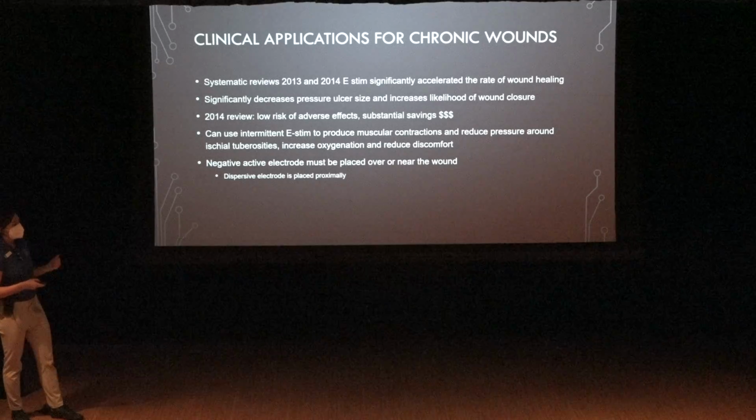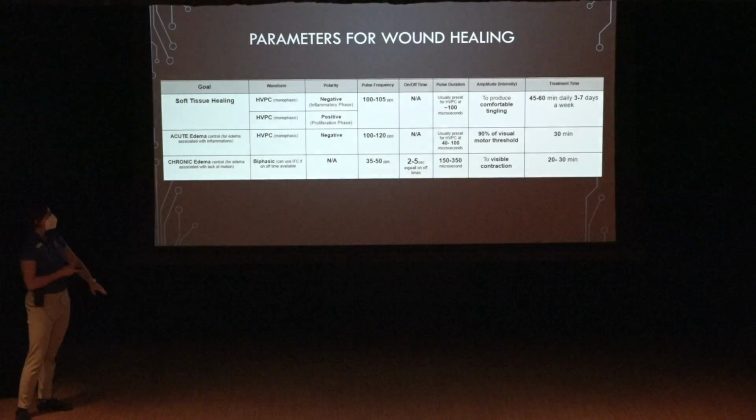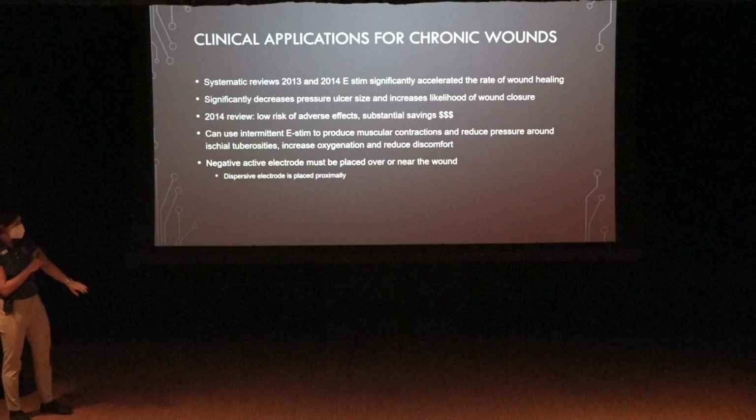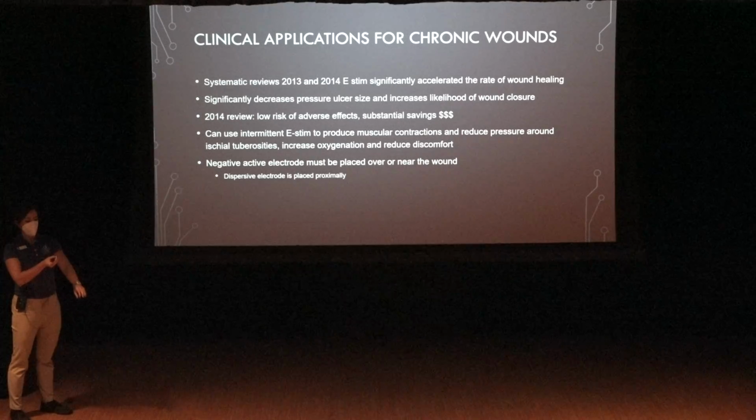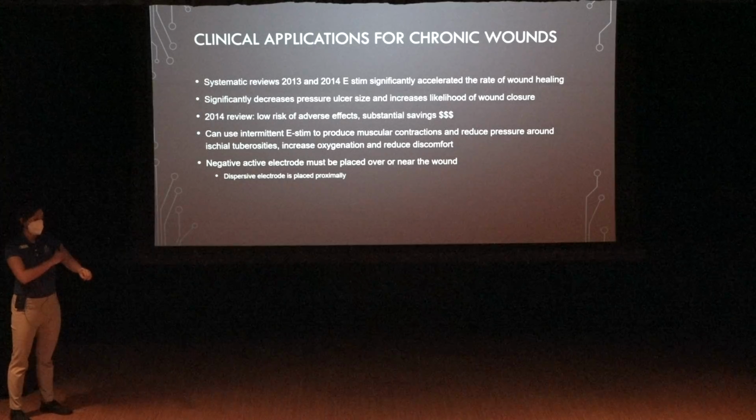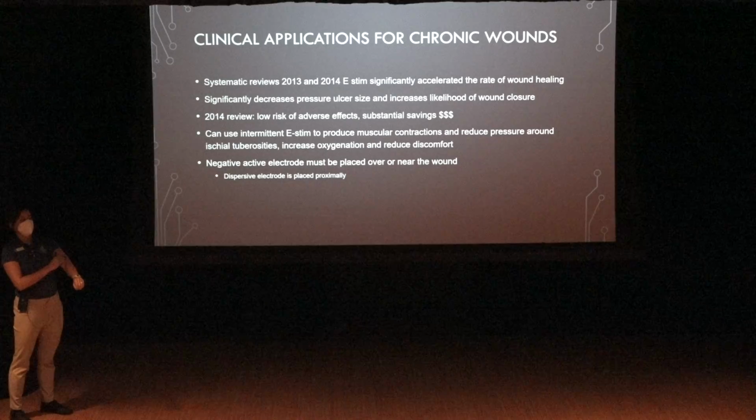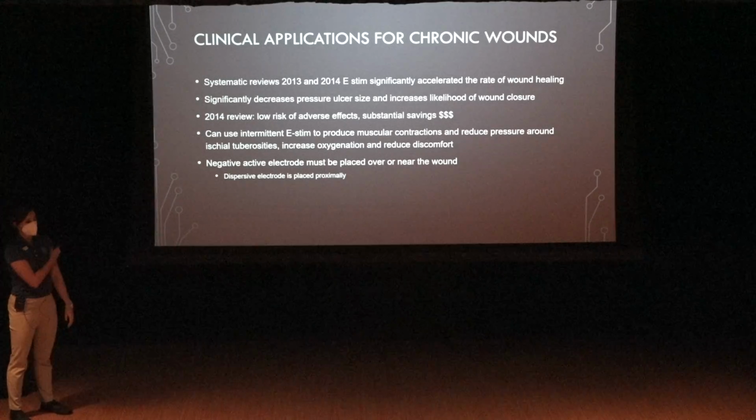Okay, and just the placement, the negative electrode is either placed on, let's go to the next slide. Oh, it's not there. Okay. So the placement of the electrodes, the negative electrode is placed on or near the wound. You soak a little gauze in saline, put that on the wound if you need to, and put the electrode over that. And so we want it as close to the wound as possible. And the dispersive electrode is placed proximally above it.